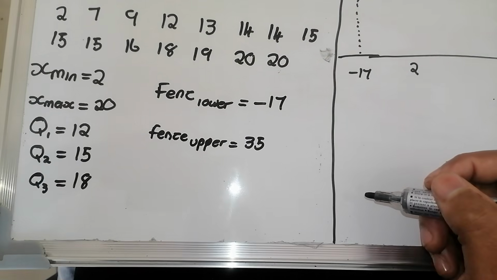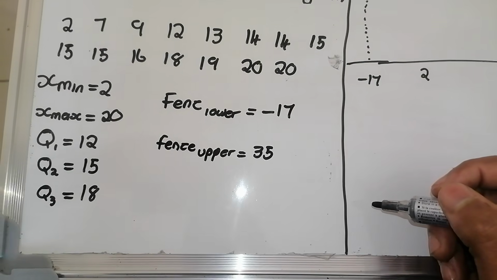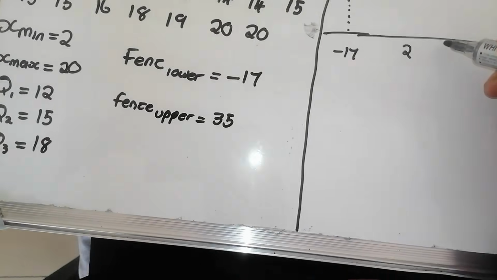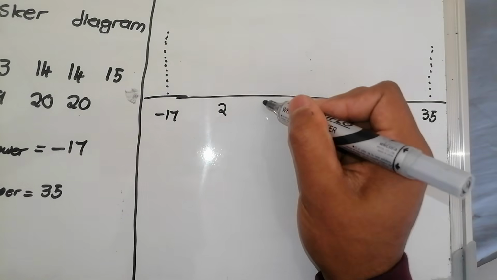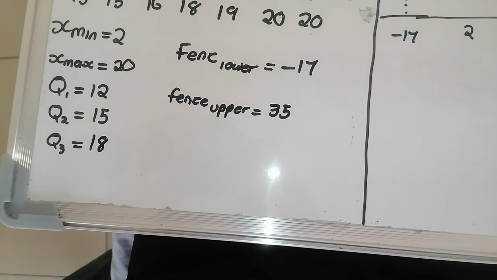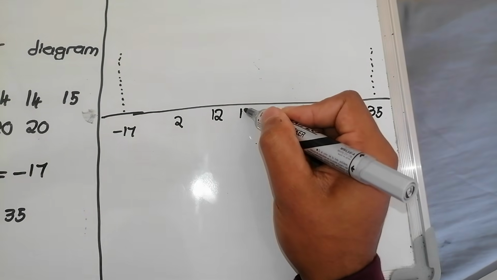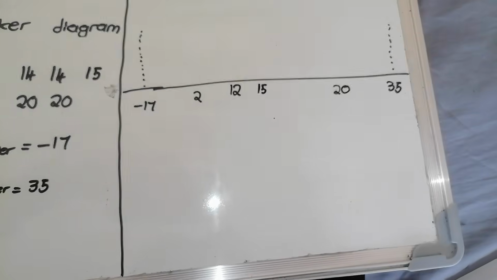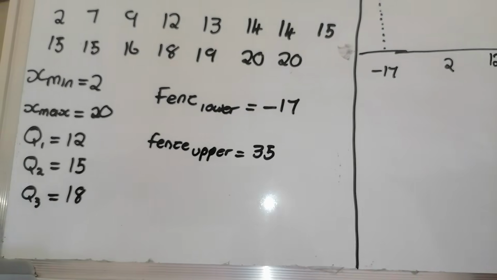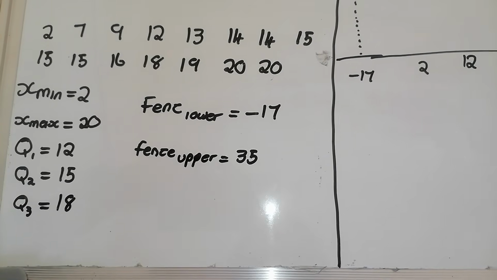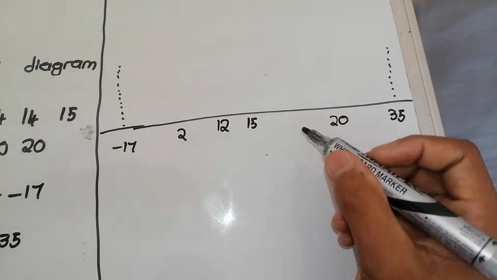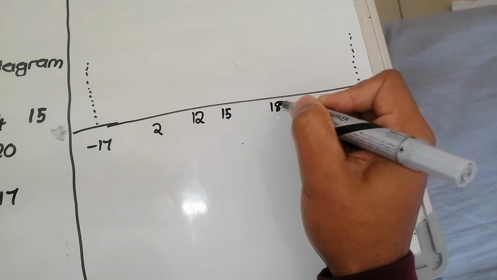And then we go back to our data set, and we can see Q1. The value of Q1 is 12. So let's just put 12 here due to space. And then our Q2 is 15. 15 is going to be close to Q1. And then our Q3, the upper quartile, is going to be 18. Then 18 is close to 20.